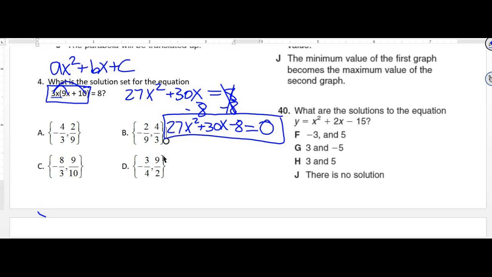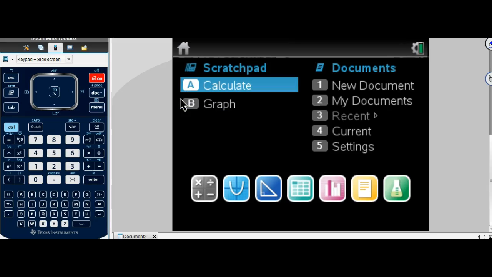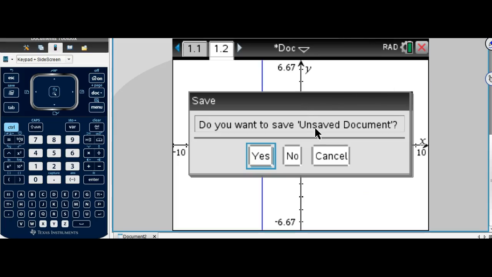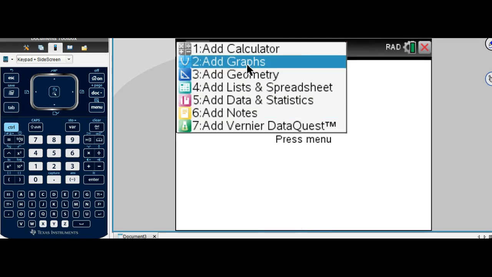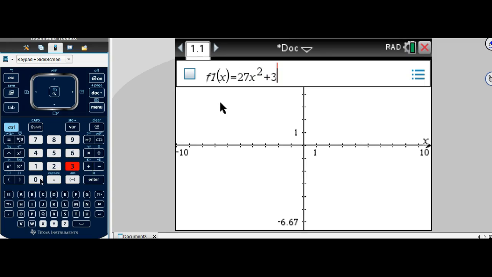So 27x squared plus 30x minus 8. I'll go look at my calculator. New document. Graph 27x squared plus 30x minus 8. Do not type in equals 0. Don't do a relation. We're graphing the equation, and we're going to find where it equals 0. So you don't type in the 0 equals part. We're just graphing y equals all of that.